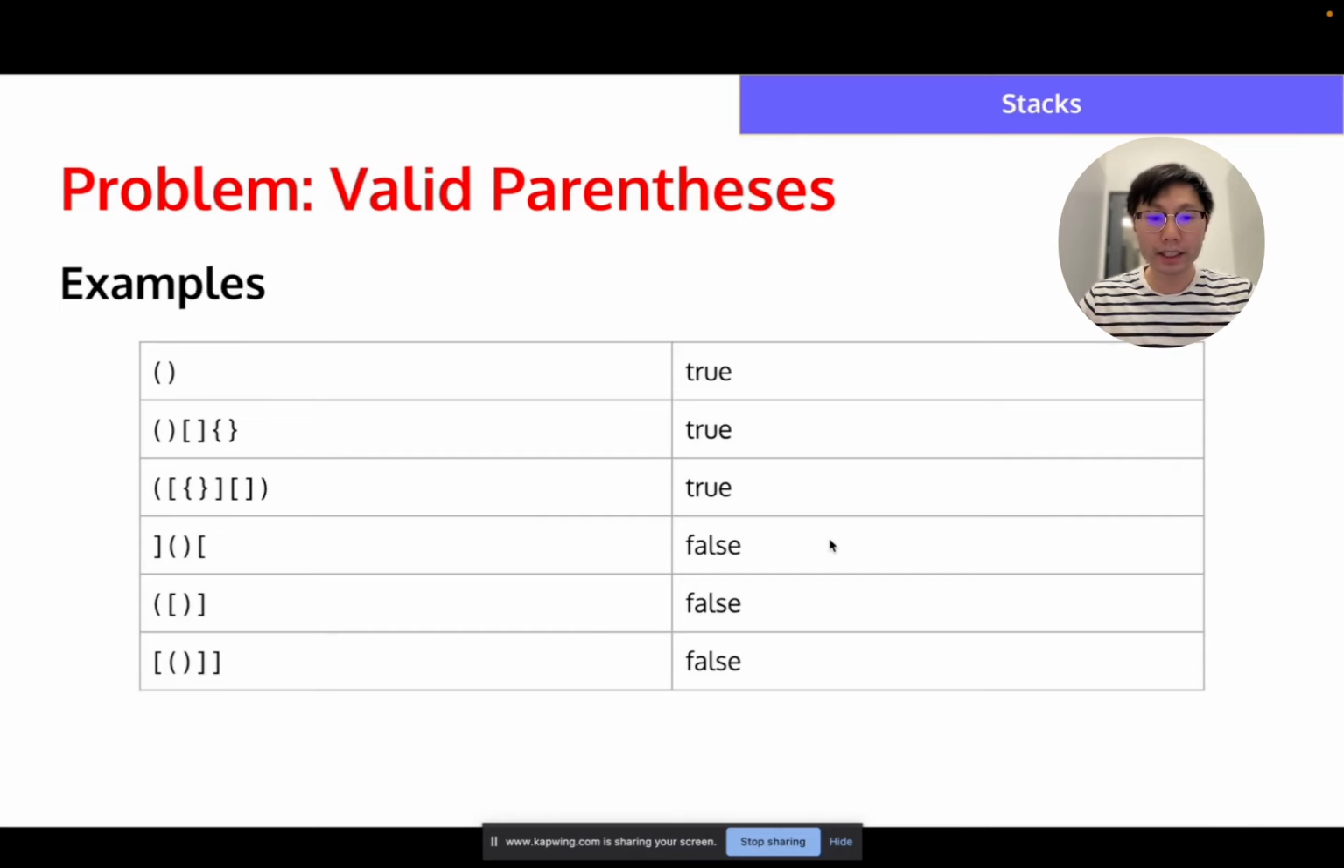Lastly, the last example is also an invalid parenthesis. This is because while the last four characters are valid parentheses, there's one extra closing bracket at the end, which makes this whole string into an invalid parenthesis. Now, take a pause to think about how you would solve this problem.